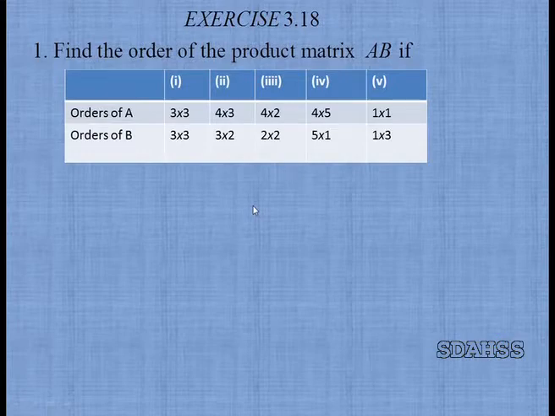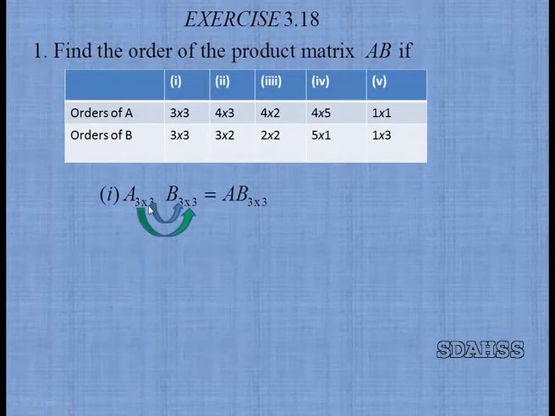To multiply two matrices, the number of columns in the first matrix must be equal to the number of rows in the second matrix. I repeat, to multiply two matrices, the number of columns in the first matrix must be equal to the number of rows in the second matrix.